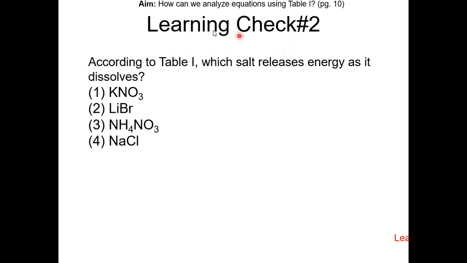Learning check number 2. According to Table I, which salt releases energy as it dissolves? Pause the video and resume once completed. You're looking for an ionic dissociation equation that has a delta H that is negative. The only one that has that is choice 2, LiBr.